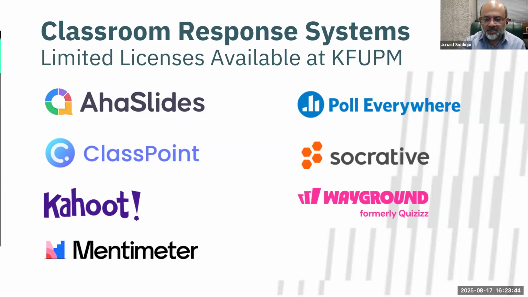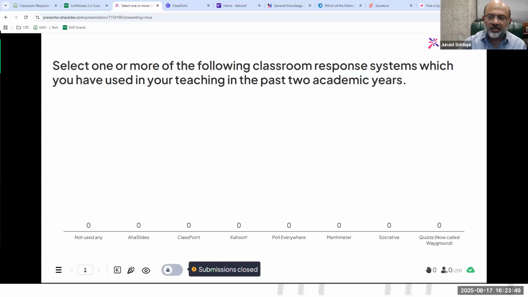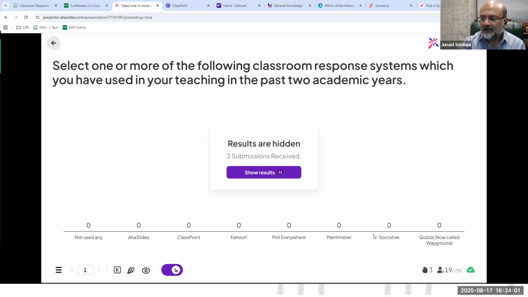We can talk about the license in a moment, but let's work on this activity. In order to run this activity, I've shared with you a link, and you can click this link and join the activity. Make sure you select all of the classroom response systems that you have used. And the tool I'm using right now is AhaSlides.